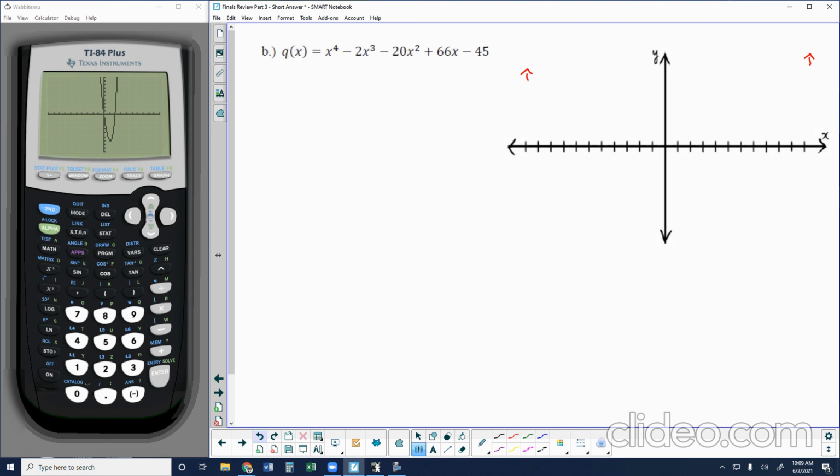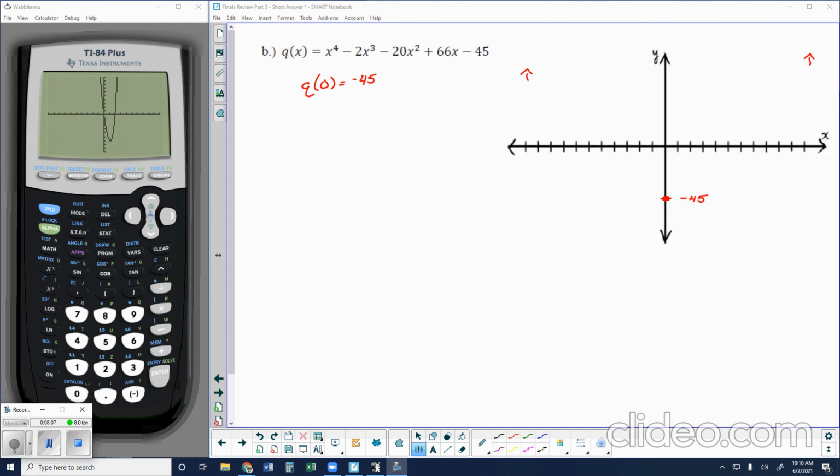Now, we do need to find other information in order to graph it. That information would be the y-intercept, which we can find by taking q of 0, substituting in 0 for x, which would give me negative 45. So my y-axis isn't labeled. I'm just going to go ahead and put a point on here and label this as negative 45.